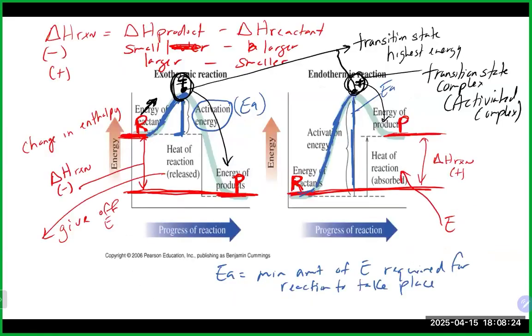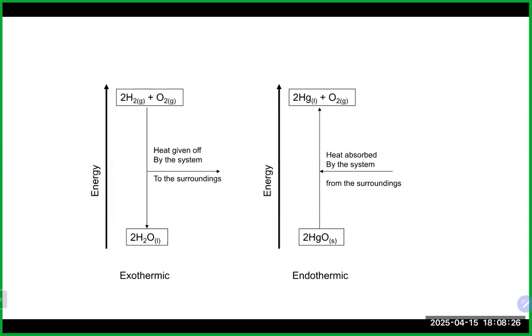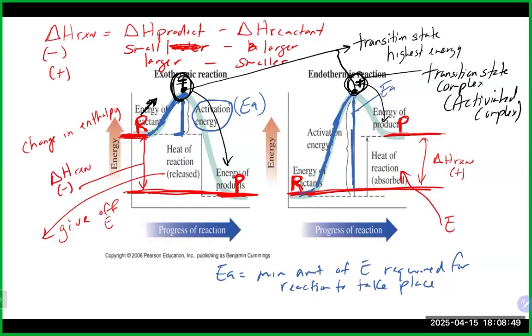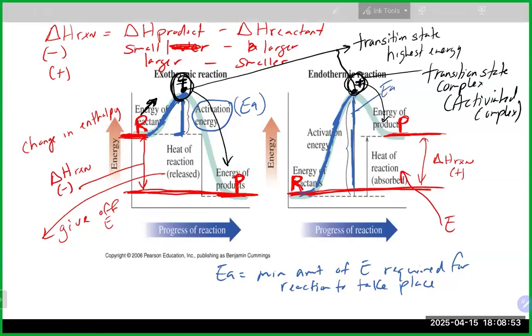All right, so here's some other energy diagrams. Here the formation of liquid water from hydrogen gas and oxygen gas is exothermic. It's going to release that energy to the surroundings. The decomposition of mercury oxide into mercury and oxygen is an endothermic reaction, which also takes a little bit more energy to do so, as you can see in my really badly drawn diagram.